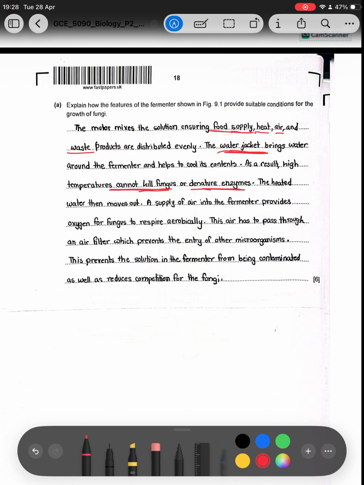A supply of air into the fermenter provides oxygen for fungus to respire aerobically. This air has to pass through an air filter, which prevents the entry of microorganisms. So you can't just let the normal air in. It has to pass through a filter so that nothing else that would interfere with the fermentation, such as microorganisms, is coming in with the air. This prevents the solution in the fermenter from being contaminated, as well as reducing competition for the fungi.